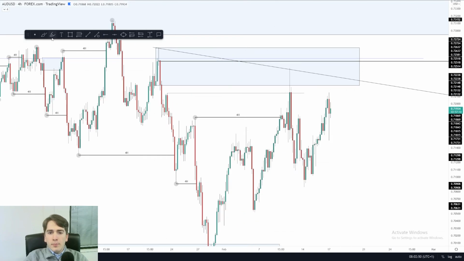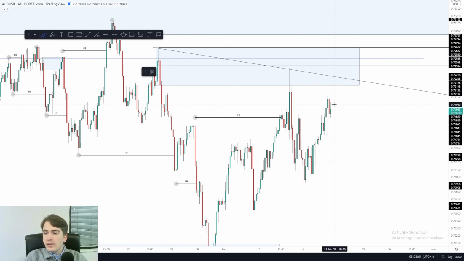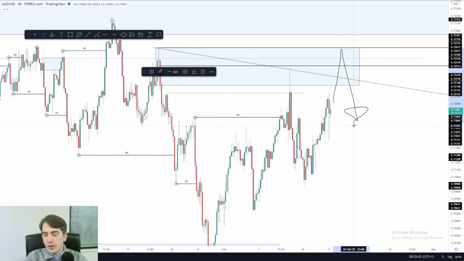So this black line on the 4-hour baseline over here is also our extreme, or you could call it extreme supply, inside of that area of daily supply. So if we dive in towards there, we could still see that bearish reaction. However, the 4-hour trend will then be bullish, so I'm not really interested in engaging with Aussie dollar until the overall trend on this pair has switched.